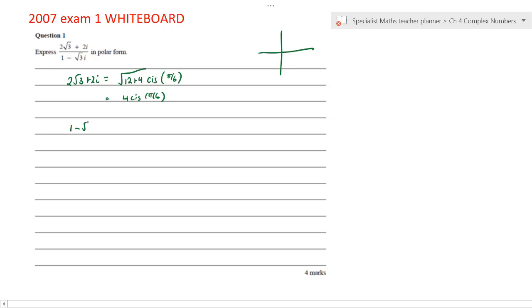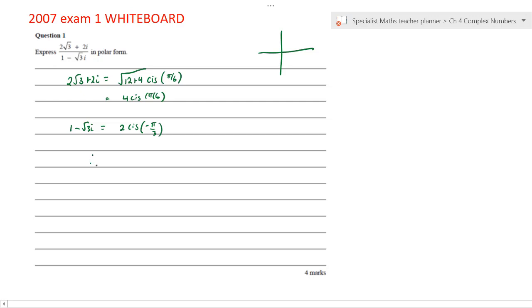The next thing is 1 minus root 3i. That is equal to, now automatically, square root of 1 squared plus root 3 squared is the square root of 4, which is 2. Cis, inverse tan of root 3 is pi on 3, isn't it? But we're in the fourth quadrant. So we're looking at minus pi on 3.